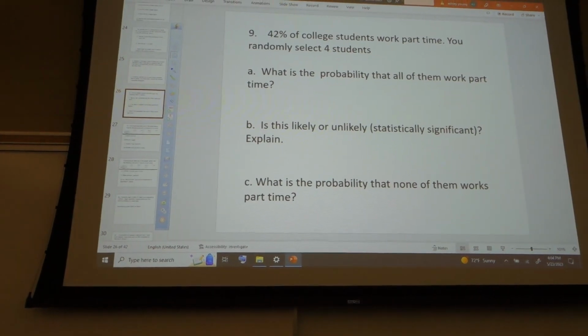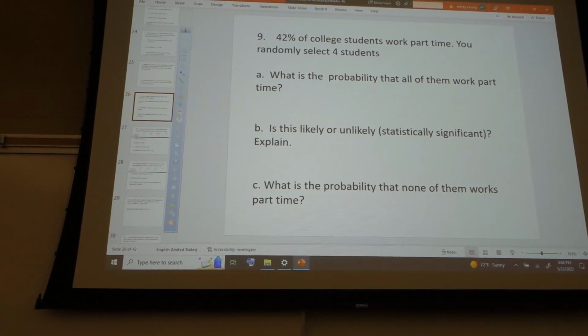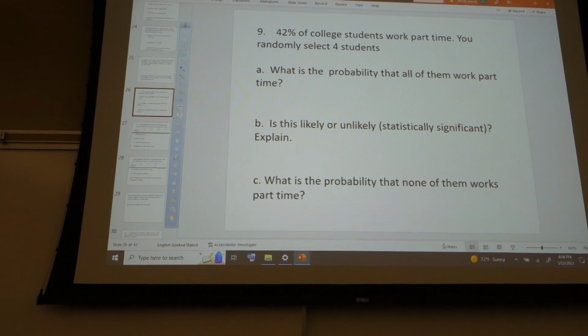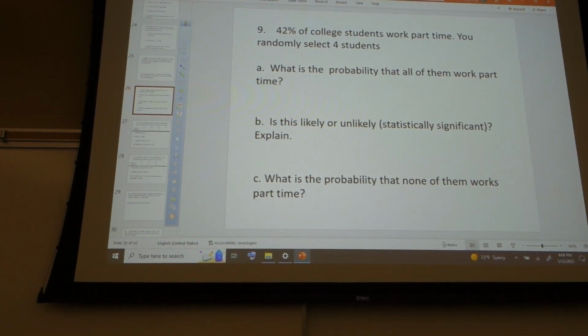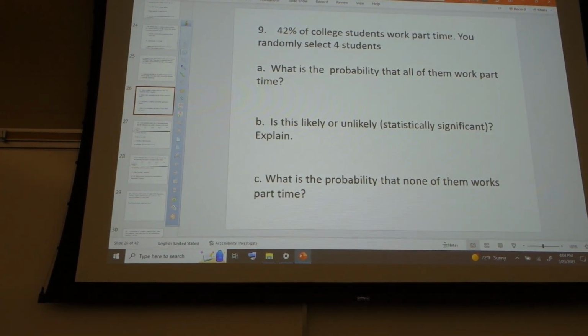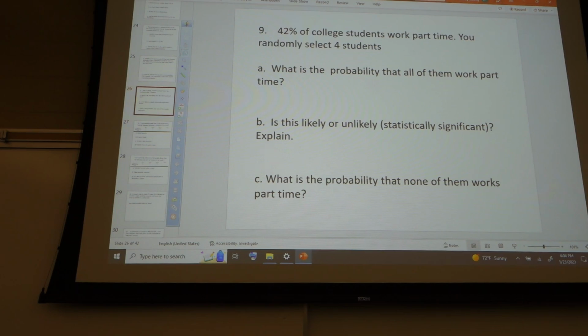This is where we left off last class. So we're going to go ahead and start with number 9. So first off, what kind of problem is this?